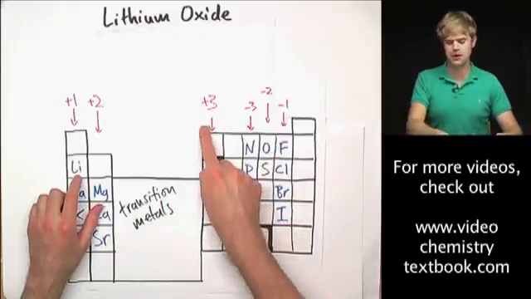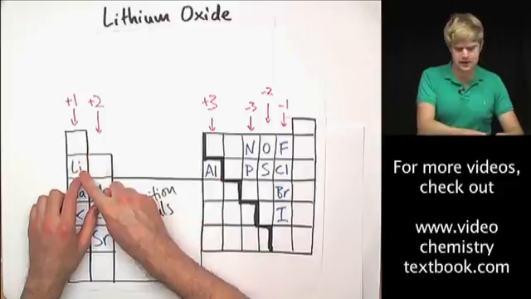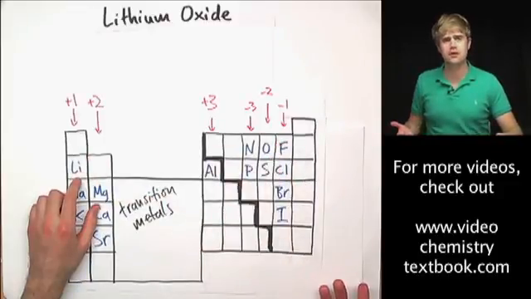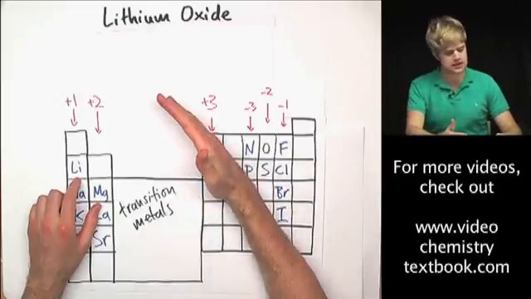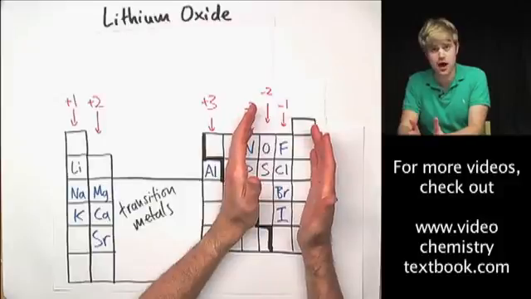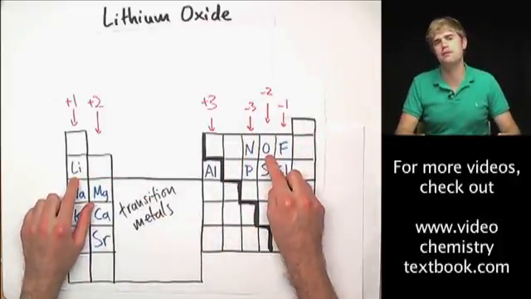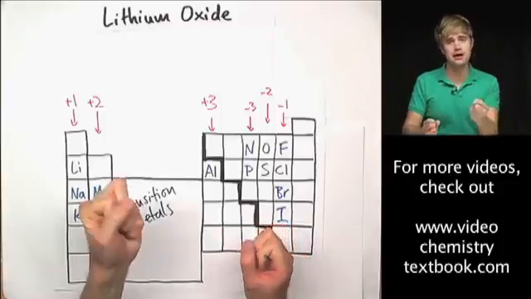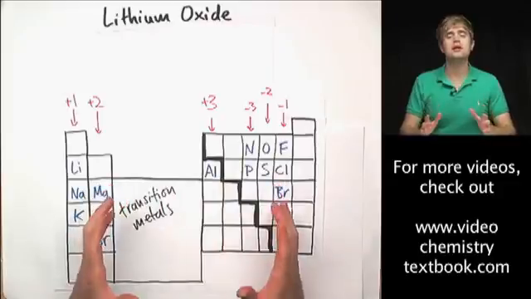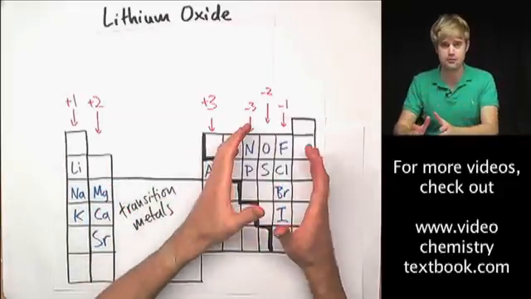And check this out too. There's this big, thick staircase that separates lithium from oxygen. What's a staircase doing? Well, if you remember, the staircase separates the metals on this side of the periodic table from the nonmetals on this side. So lithium's a metal and oxygen's a nonmetal. This is important because we have a metal and a nonmetal connected together, and that means that we're dealing with an ionic compound. Ionic compounds are always metals and nonmetals.